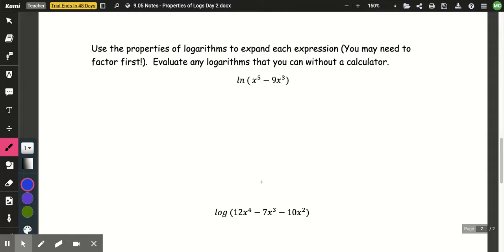Now we're going to go backwards. So now we're going to use properties of logarithms to expand these expressions. Now in the previous ones we were condensing. We put them together and then we factored and used the factors to reduce so that we could simplify the expression. So this time we're going to be going backwards. So in order to expand it, we're probably going to have to factor first.